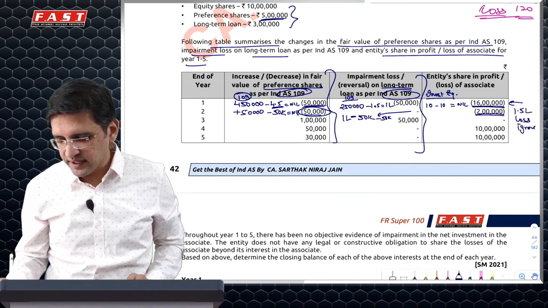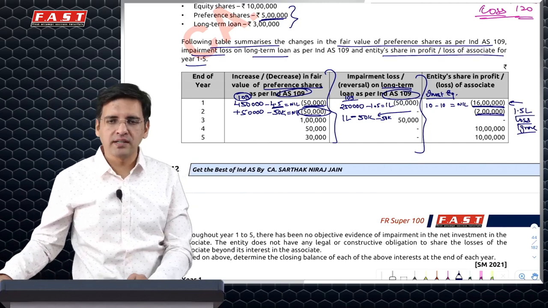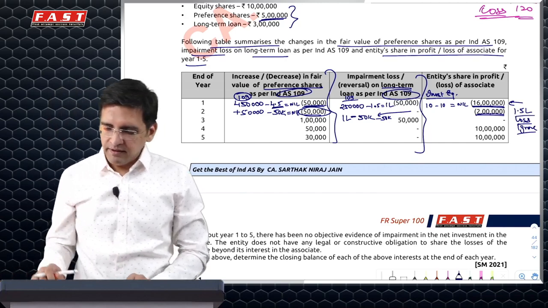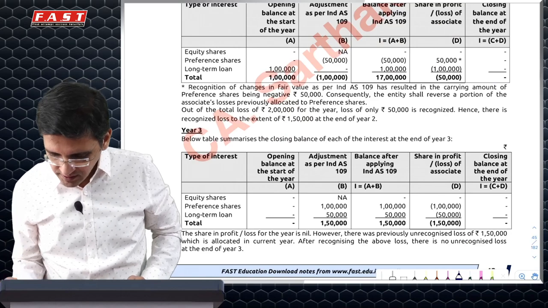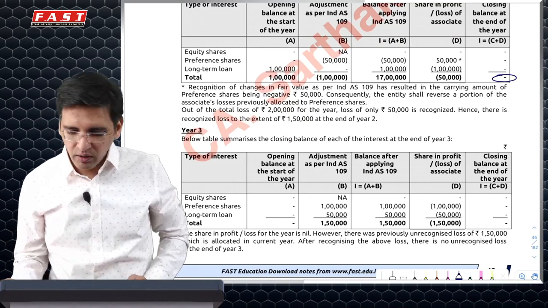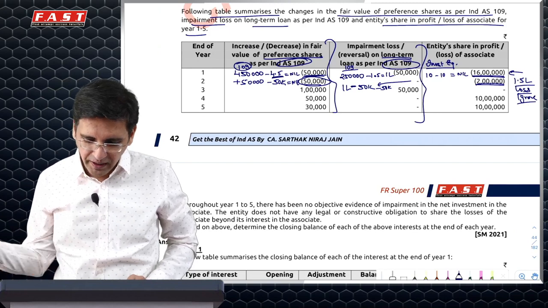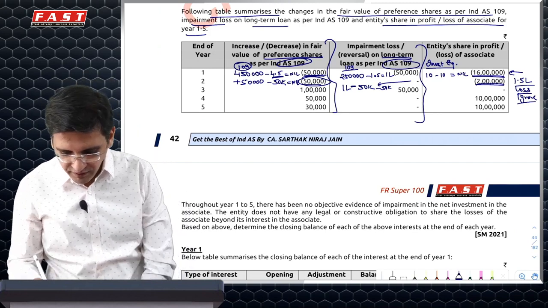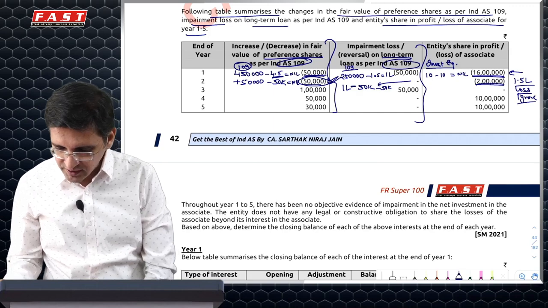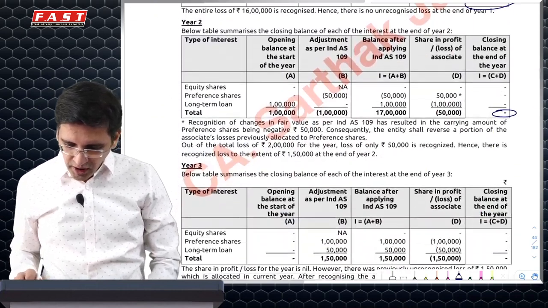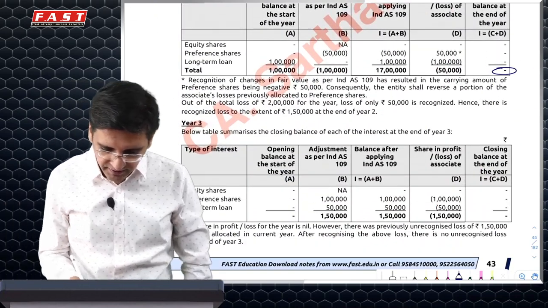Now in future years, when I get a gain of 1.5 lakh, I'll have to ignore that as well. So next year, everything would come effectively at zero. And I'll just book a loss of how much? So 50,000 would be reclassified. Additionally, loss which will be recognized. So 50,000 loss here would be recognized, and additionally 50,000 share of loss would be recognized. This is the way it is presented here.